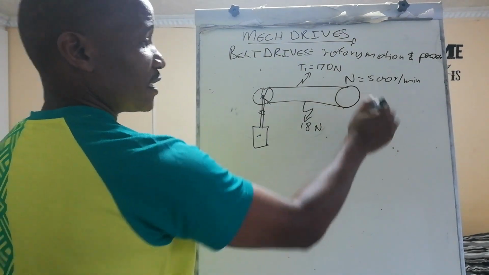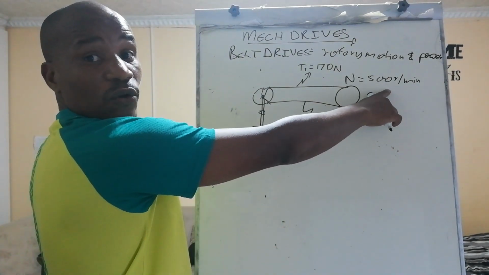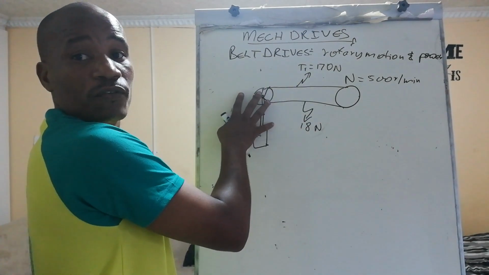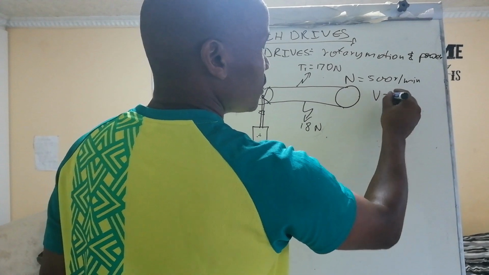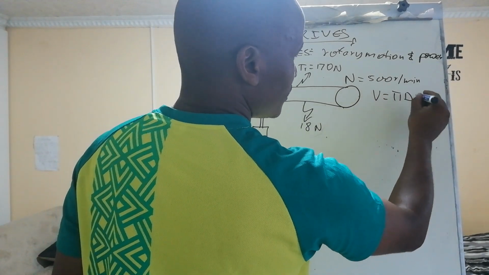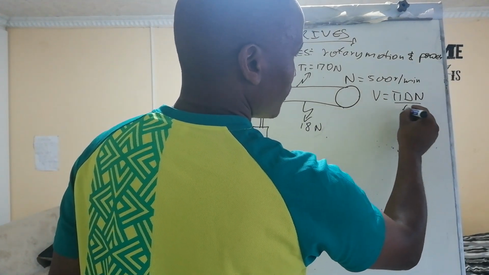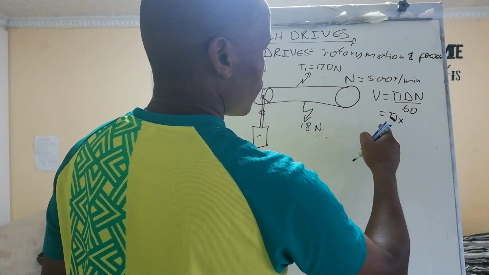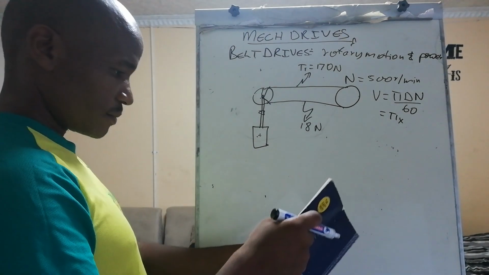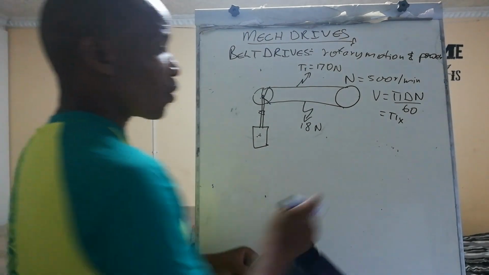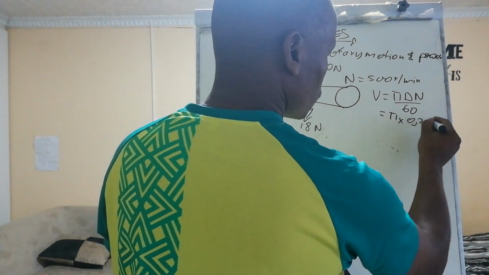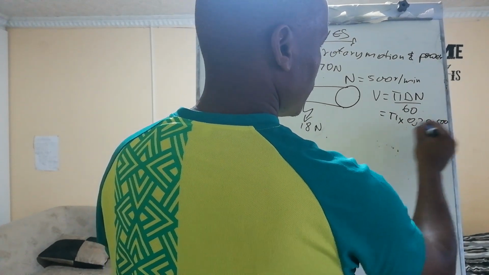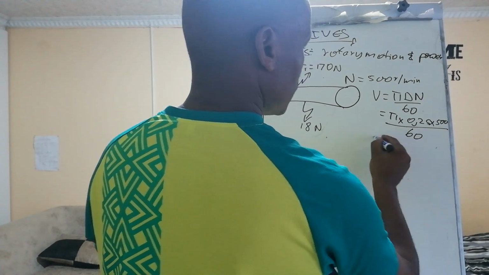Right, we've got that. Let's calculate the velocity there. Why? Because most information is there. Here we've got nothing. So velocity is equal to pi d n over 60, which is pi multiplied by, what is the diameter of this? It is 0.25 multiplied by 500 divided by 60.